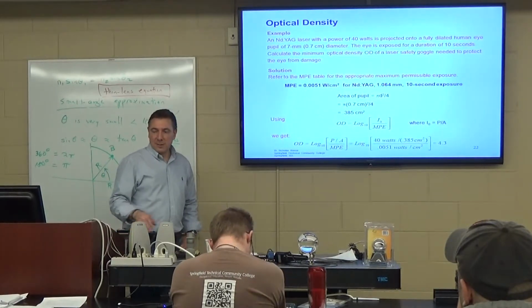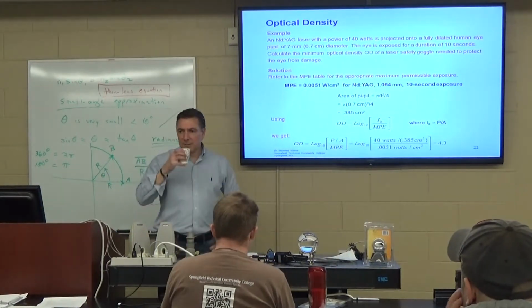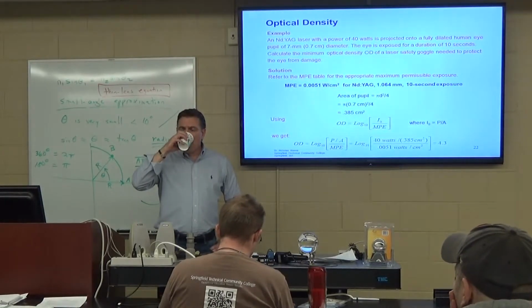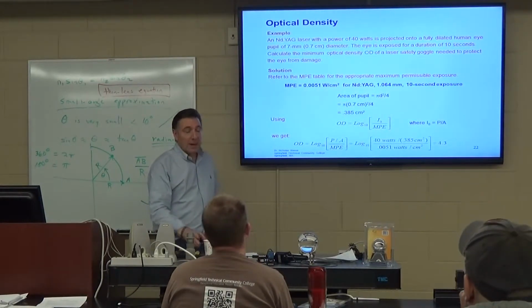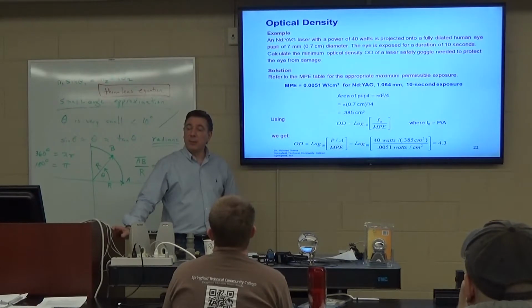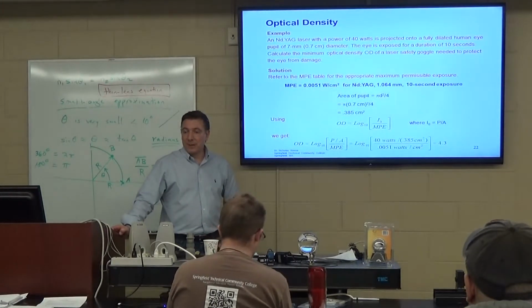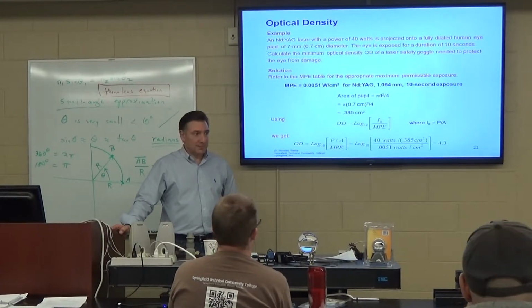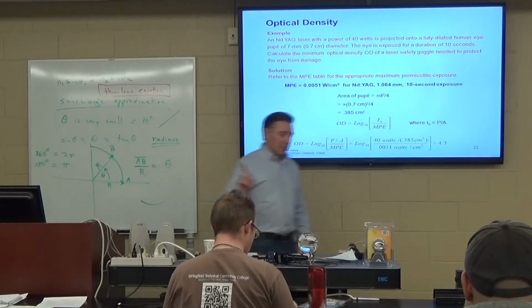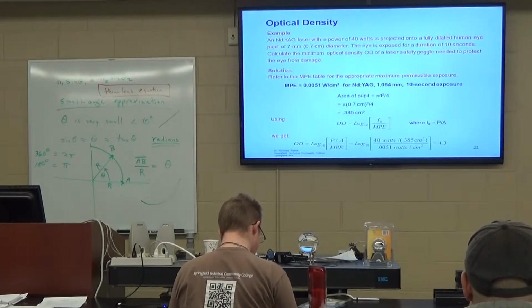Yes? This is a quick question. Welders, what range are they? Good question. I don't know offhand, but they're pretty dark. It's probably an OD6. It should say it. As a matter of fact, hold that thought. I'll show you.